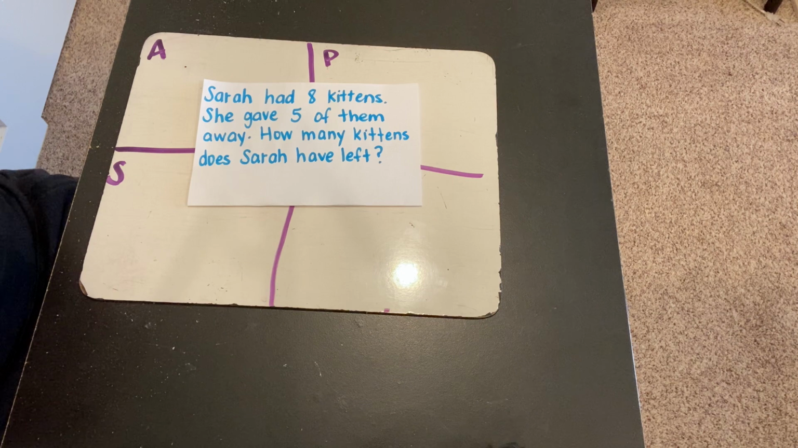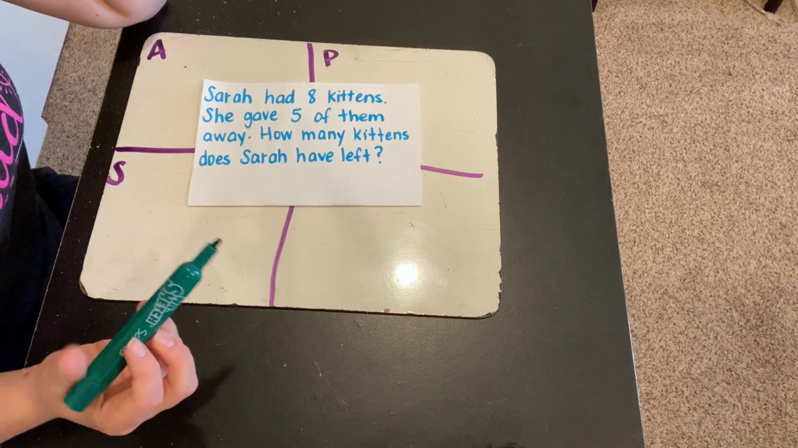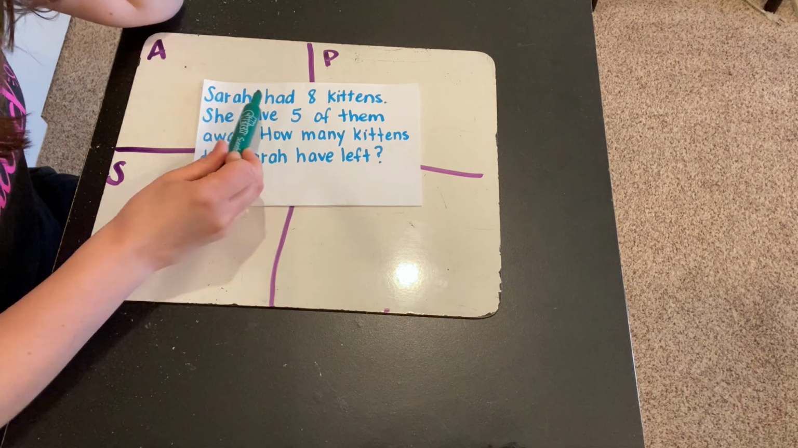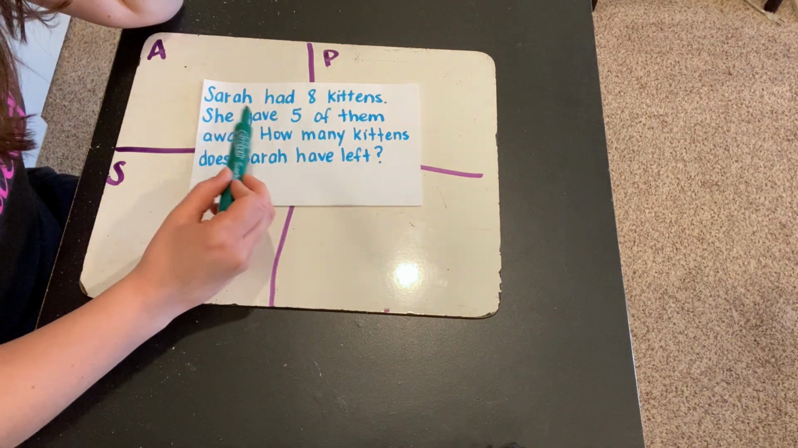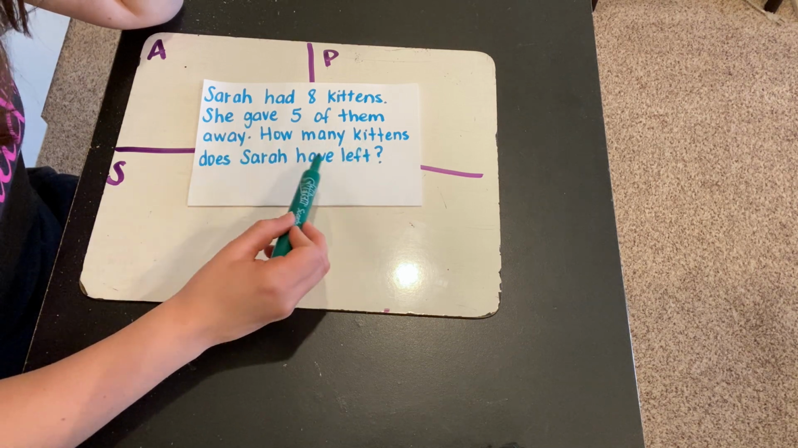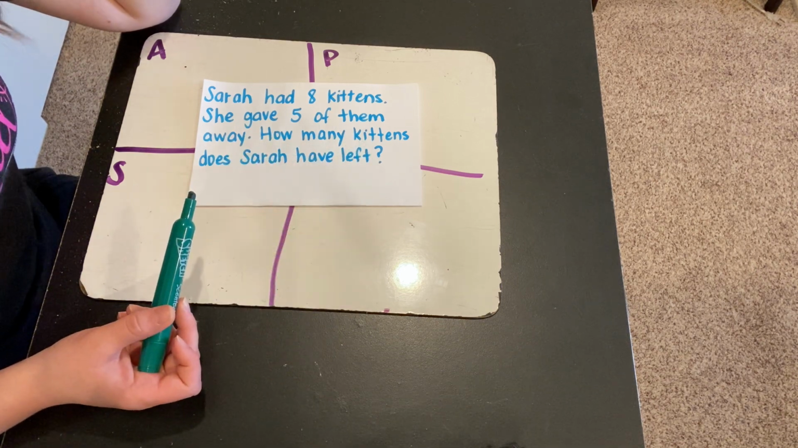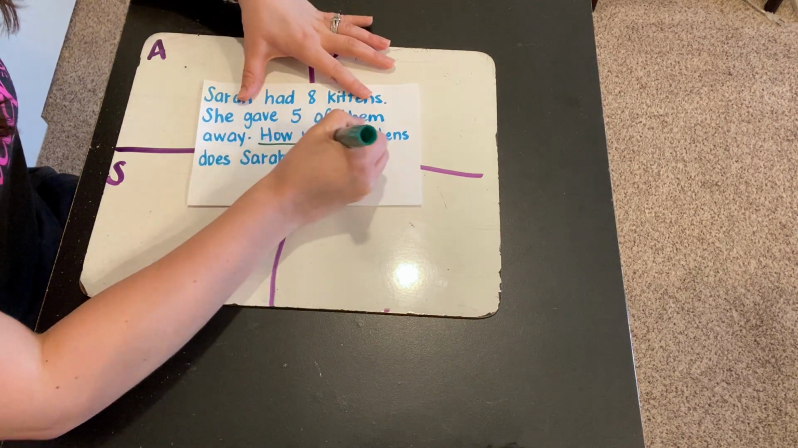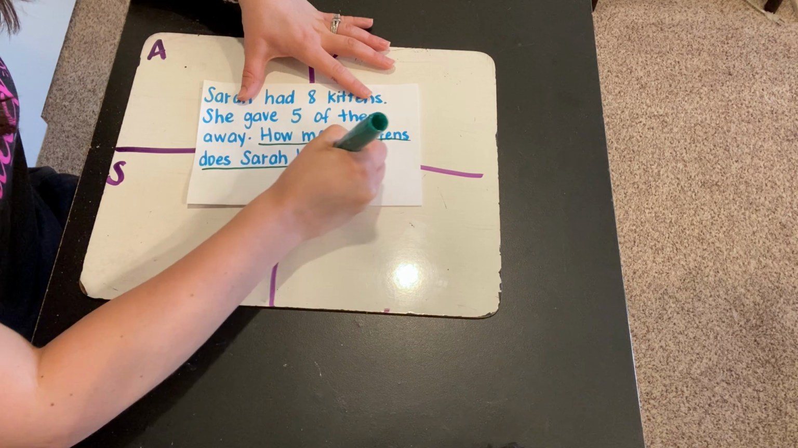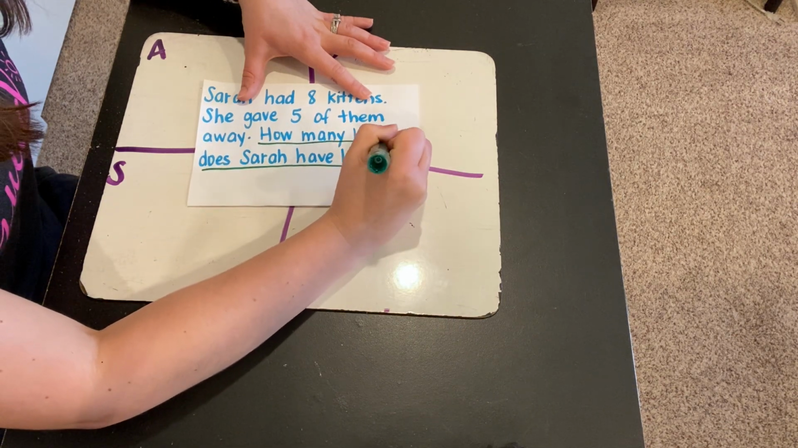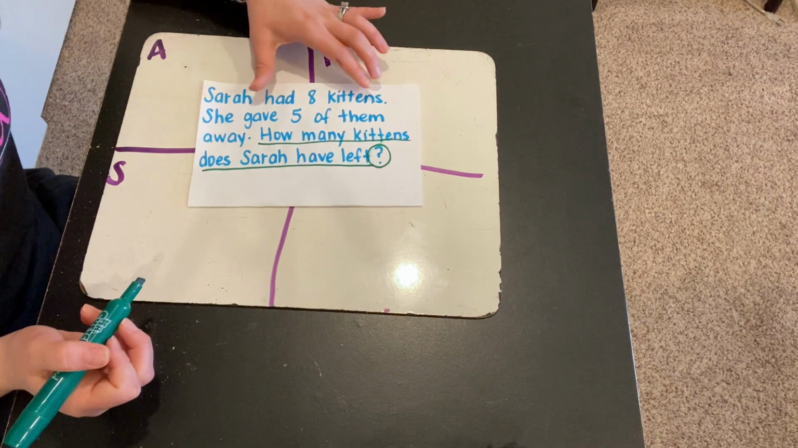Okay, let's read this one more time and listen very carefully for the question that we need to answer. Ready? Sarah had 8 kittens. She gave 5 of them away. How many kittens does Sarah have left? Did you hear the question that we need to answer? How many kittens does Sarah have left? See, it ends with a question mark. So this is what we need to answer.